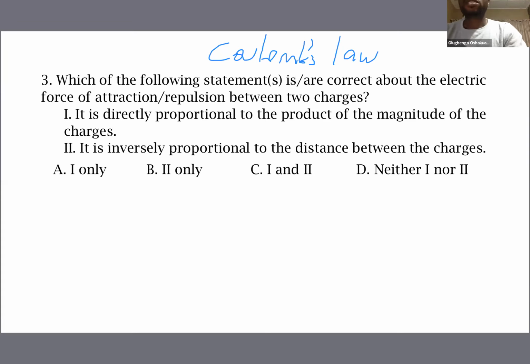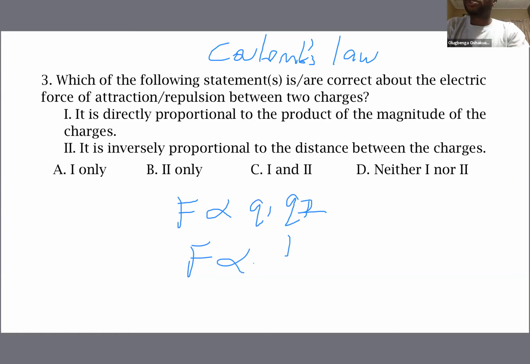The first statement says that Coulomb's law states that the force of attraction or repulsion is directly proportional to the product of the magnitude of charges. Coulomb's law also says that the force of attraction is inversely proportional to the square of distance or separation. This is what Coulomb's law states. These are the two statements of Coulomb's law.